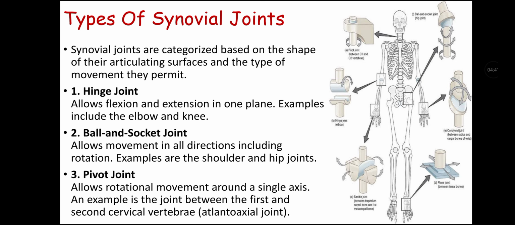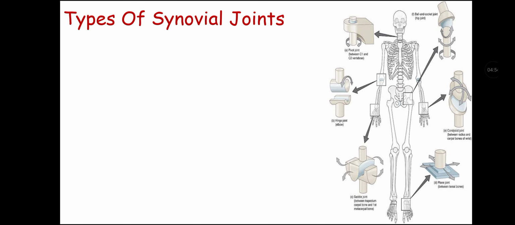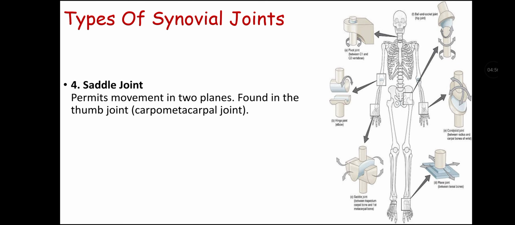Next type of synovial joint is pivot joint that allows rotational movement around a single axis. An example is the joint between the first and second cervical vertebra that is also called an atlantoaxial joint. Further, in types of joint we have saddle joint that permits movement in two planes, that is found in thumb joint, that is also called as carpometacarpal joint.